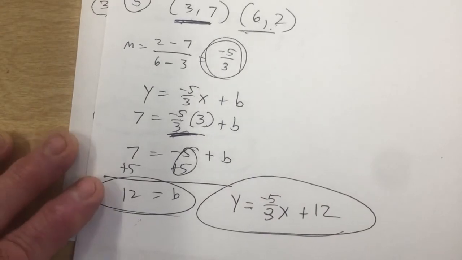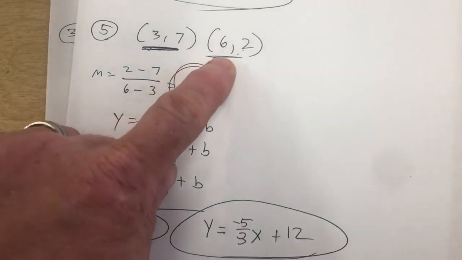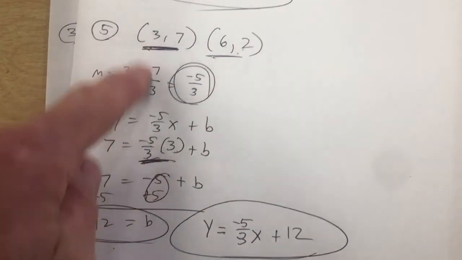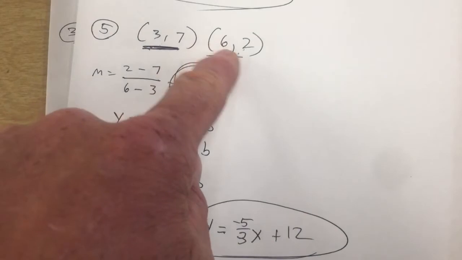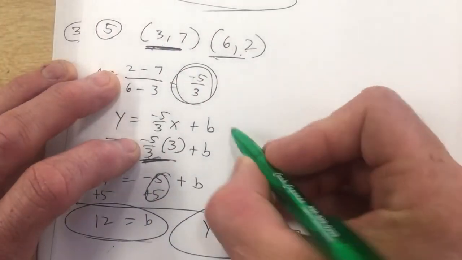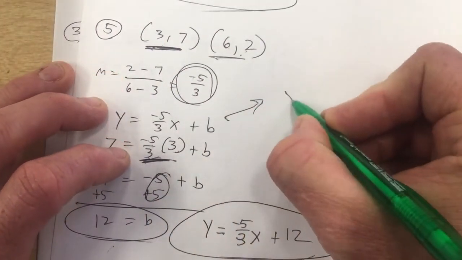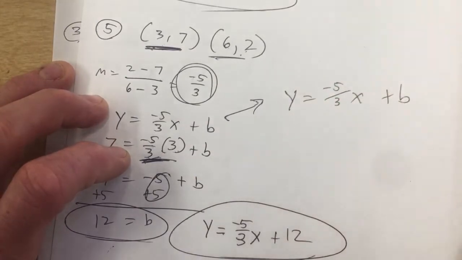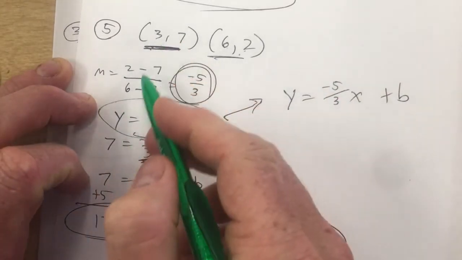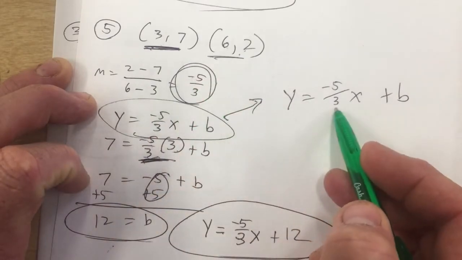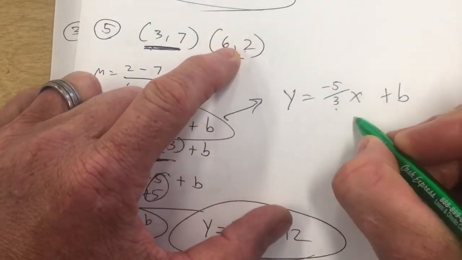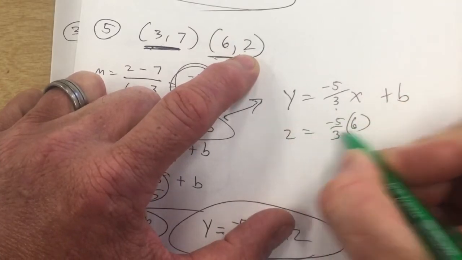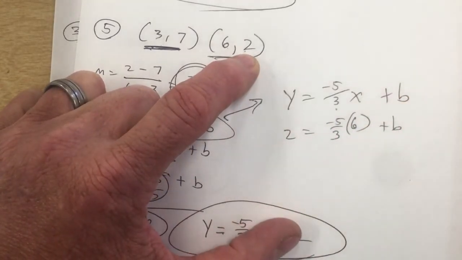Okay, now just for your benefit here, suppose I'd picked this point to put in instead of that point. See, I put 3, 7 in. What if I put 6, 2 in? Well, I'm going to do that. I know it's y equals negative 5/3 x plus b. See, I know that because that was my slope here, negative 5/3. All right, so what if I put 6 in for x and I put 2 in for y?